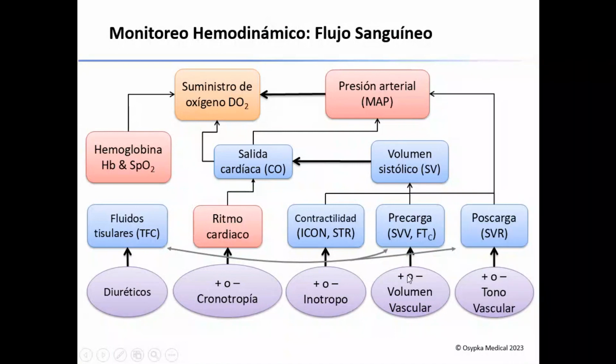We also have measures of contractility, preload, and afterload, and can use the appropriate medications. These three parameters determine stroke volume, and stroke volume times heart rate gives us cardiac output. So all of these measurements made by hemodynamic monitoring allow us to optimize the blood flow.